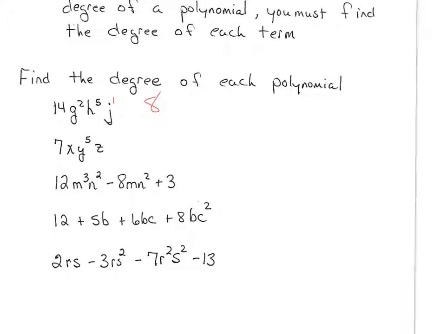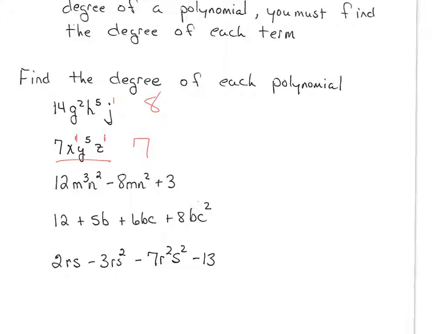What's the degree of this one, Elijah? 8. It's 8 again. Is it? Because the x has a 1 and the z has a 1. 7. Oh, I counted wrong. Okay.